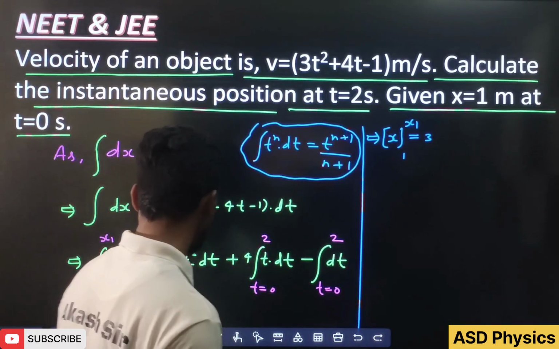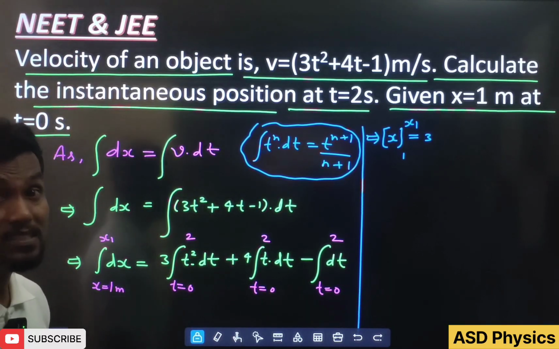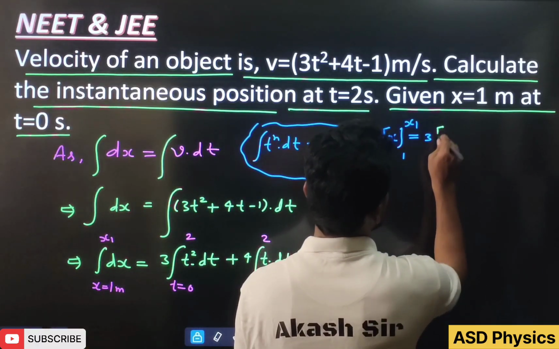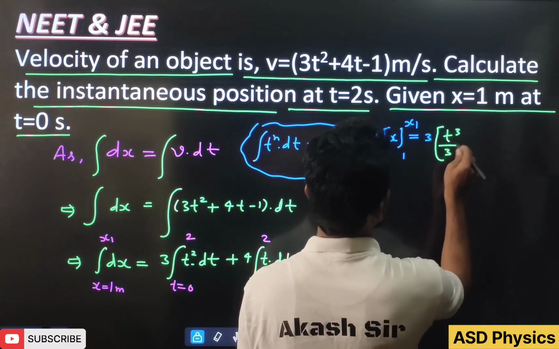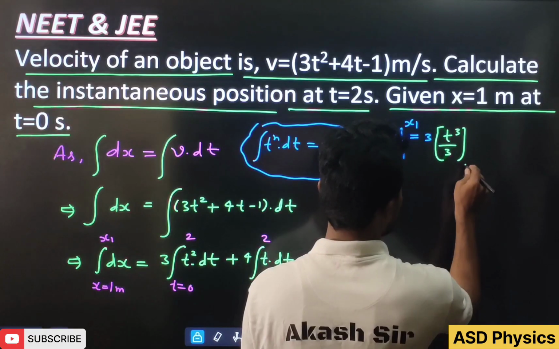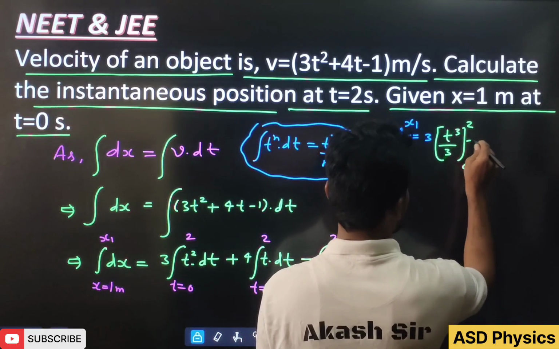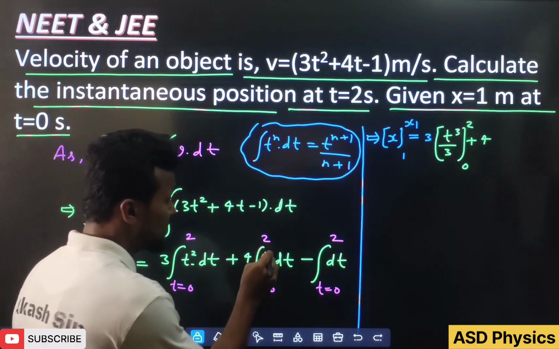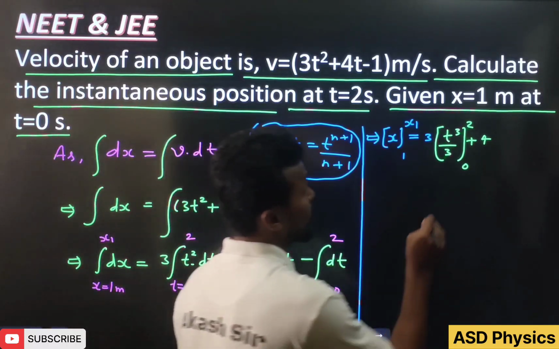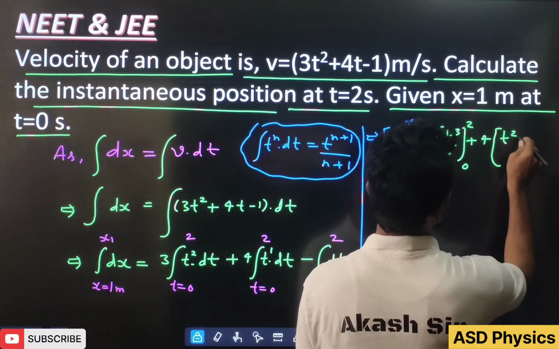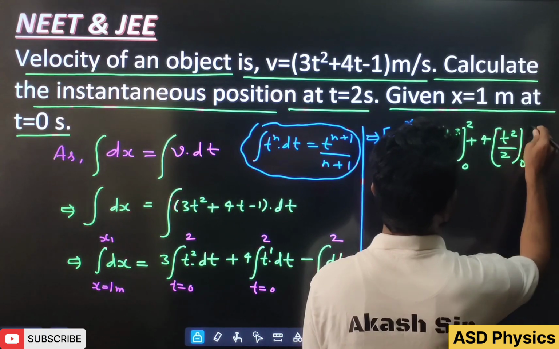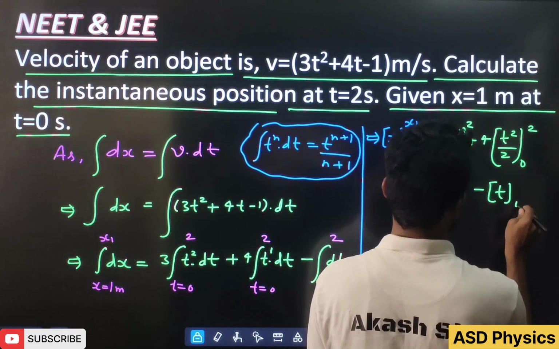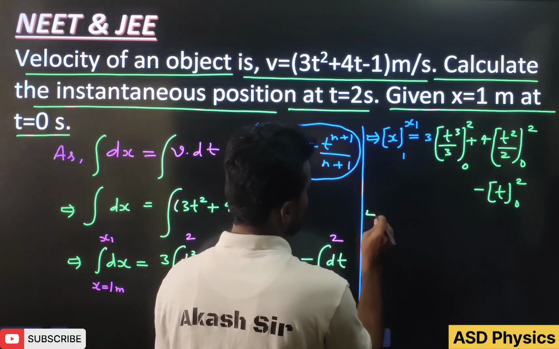Now what will become here? Integration of t square dt means put n equal to 2, it will become t cube by 3, limits 0 to 2. Then plus 4, integration of t dt, that means t power 1, so it will become t square by 2, 0 to 2. Minus integration of dt means t, 0 to 2. So what will happen here?